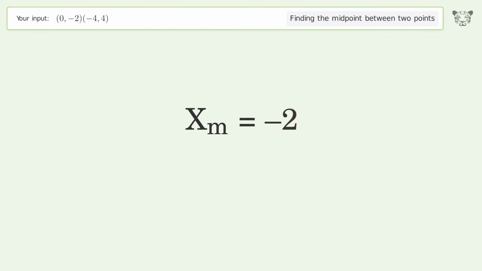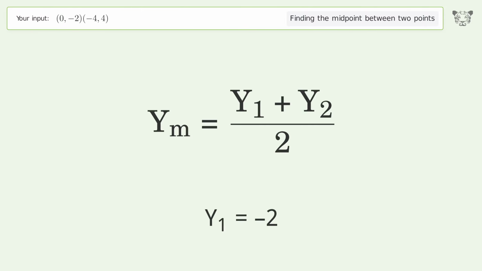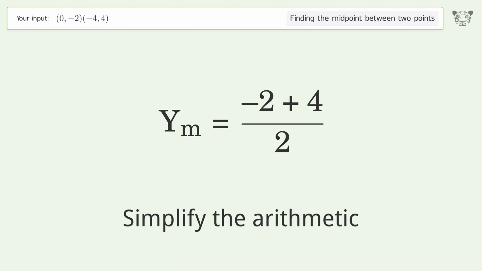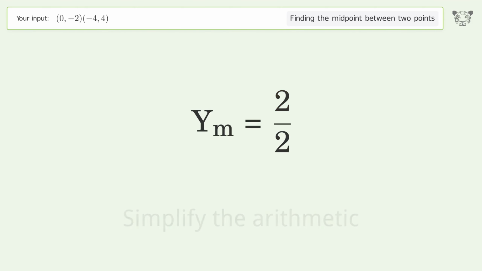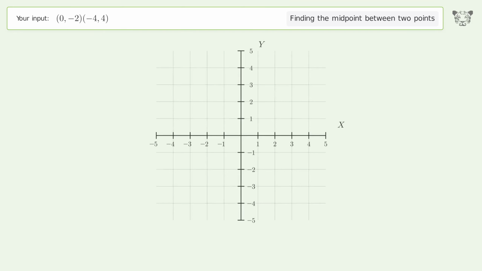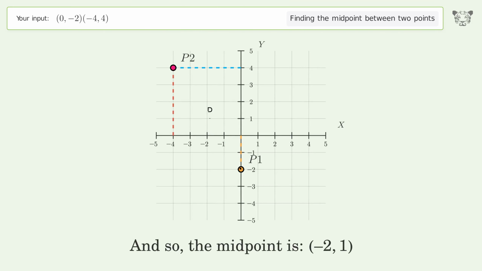Use the y values in the midpoint formula to find the midpoint's y. y1 equals -2. y2 equals 4. Simplify the arithmetic. And so, the midpoint is -2, 1.